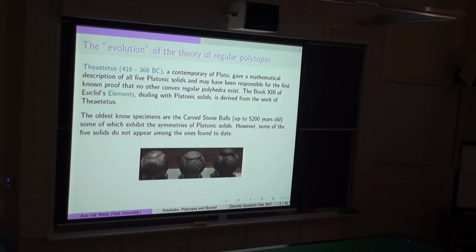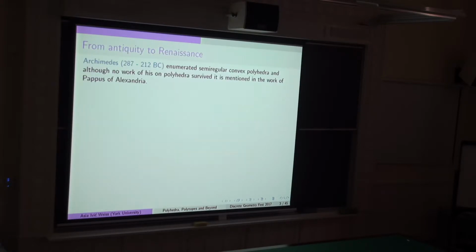To date, thousands of these carved stone bowls have been found. But to date, none is found that resembles the icosahedron, as far as I know. These bowls have been found in northeast Scotland, the majority of them in Aberdeenshire, and most of them are now located in the British Museum. The non-regular but very highly symmetric convex polyhedra have been enumerated by Archimedes. Now, none of his work survived, but it is mentioned in the work of Pappus of Alexandria.